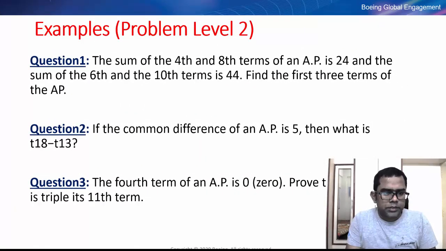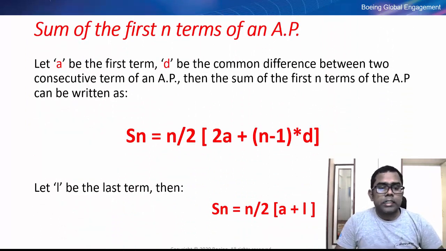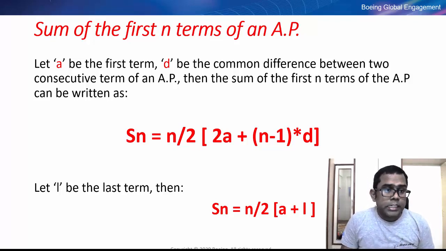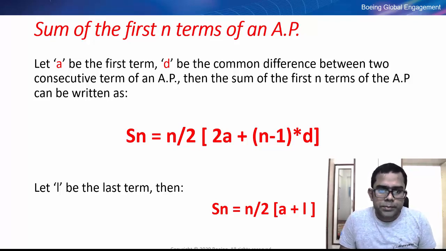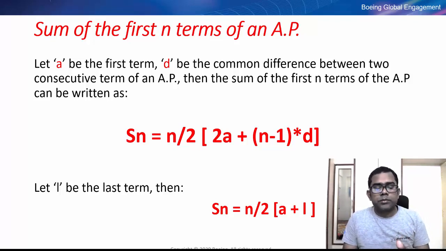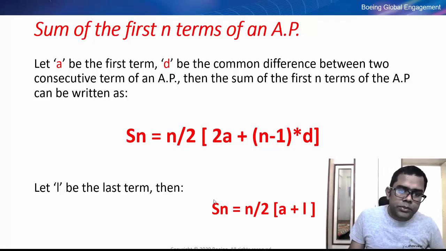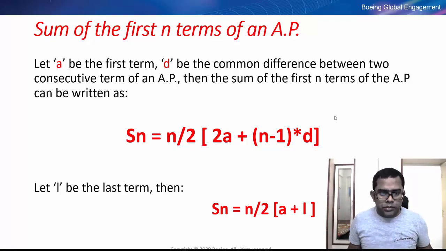So this was the problem that we had solved. Now the next very important topic of the arithmetic progression is the sum of the first n terms of an arithmetic progression. That is, sum of the terms of a series. So similarly, we assume that let A be the first term, D be the common difference, that is the difference between two consecutive terms of an arithmetic progression.